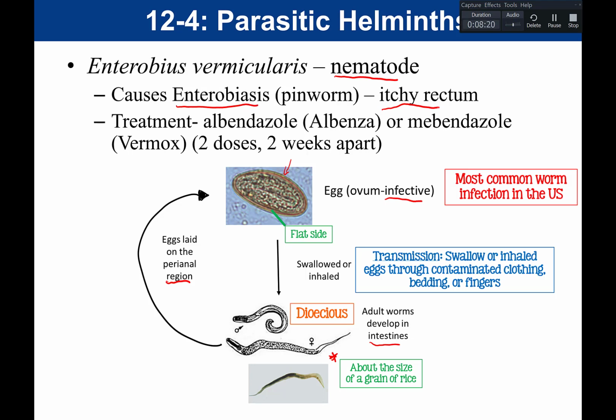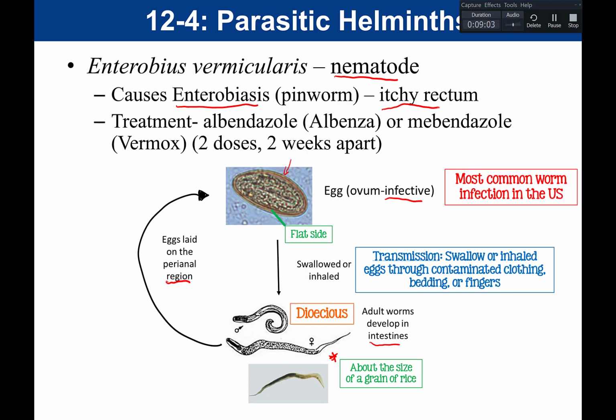If they're scratching and then they go around and touch things in the house, well, those eggs can survive outside the body for up to 2 weeks. So if they touch fomites, so counters, etc., anything that they touch could potentially be infected with these eggs. And if you touch that surface and then you eat, let's say, well, now you're going to swallow the eggs. So the mode of transmission is through swallowing or inhaling these eggs. Again, you get it through contaminated clothing, bedding, or fingers.